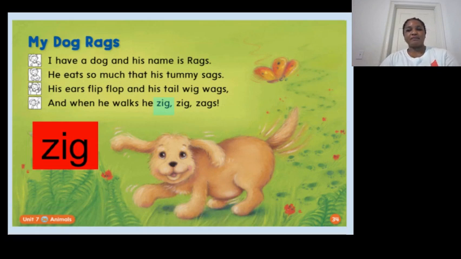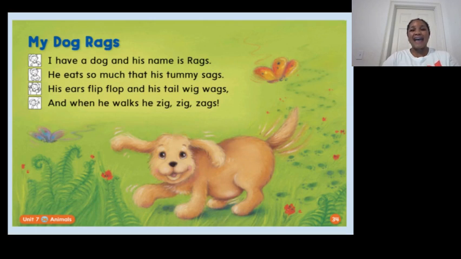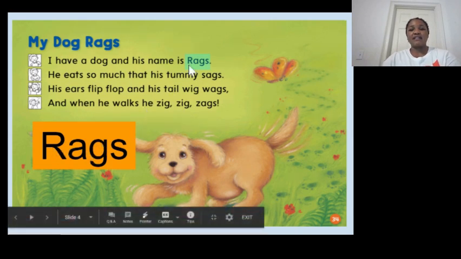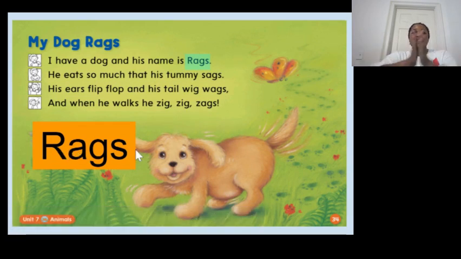Let's try another one. The next one is rags. Rags. Let's put it together by saying it faster. Rags. Were you able to blend that word? Rags. That's the name of the dog in this poem. Here's the word rags up here. And this is the word rags in the poem. Can you say rags? Say, I can blend word parts.